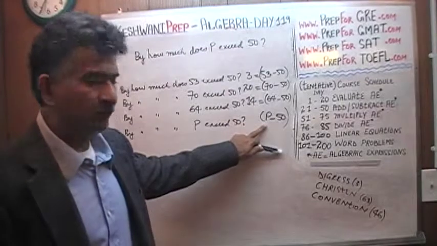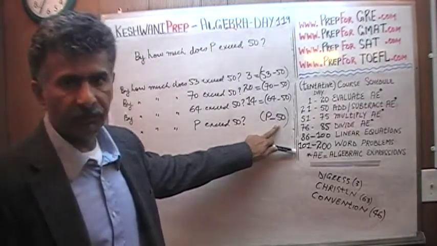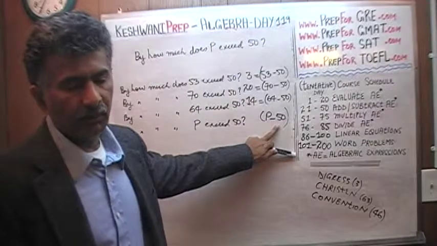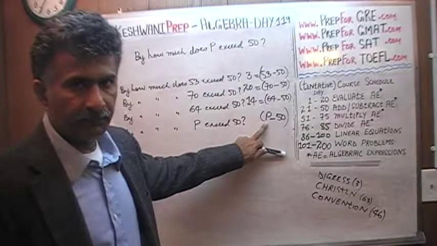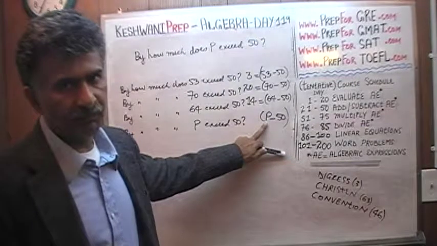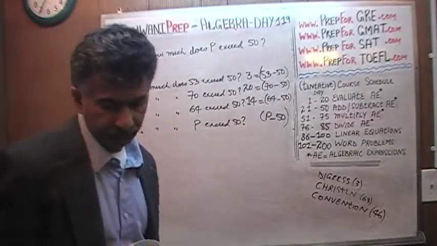For example, if P happens to be 100, then P exceeds 50 by the amount of 100 minus 50, which is 50. So 100 exceeds 50 by 50. If P happens to be 60, then how much does P exceed 50? By the amount of 10. 60 minus 50, and so forth. That's it.